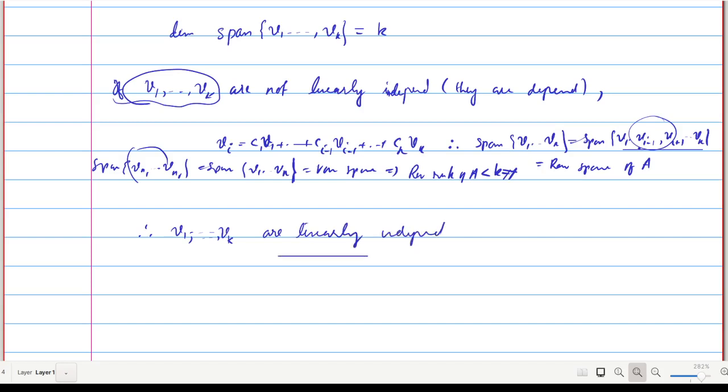Okay, this proves theorem 3. That means this is the other implication. First we proved that if the vectors v1, v2, ..., vk are linearly independent, then the rank is k, and conversely we assumed the rank of A is k, and then we get that v1, v2, ..., vk are linearly independent.